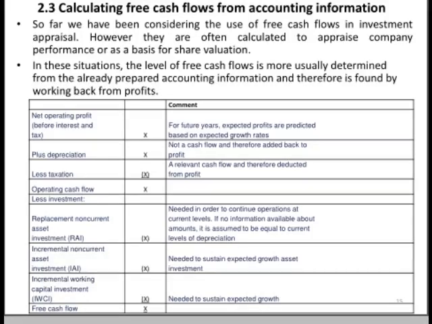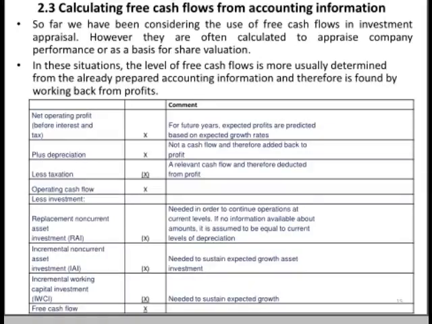Here, first you get the net operating profit from the SPOL, meaning the profit before interest and tax. This means that for future years, expected profit is predicted based on the expected growth rate. After getting this, you have to add the depreciation.